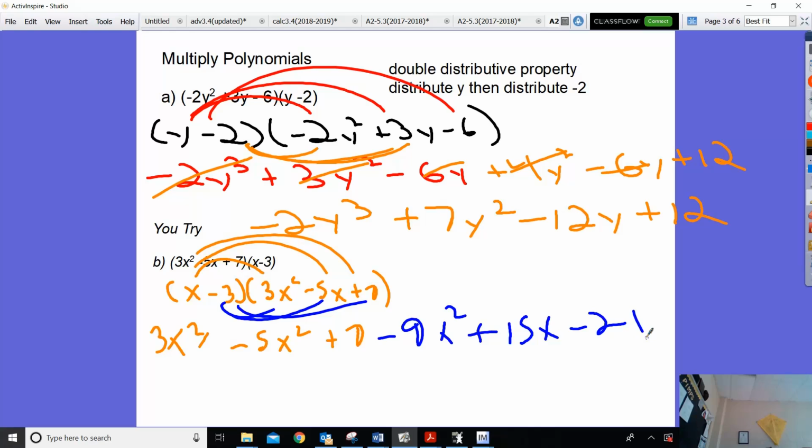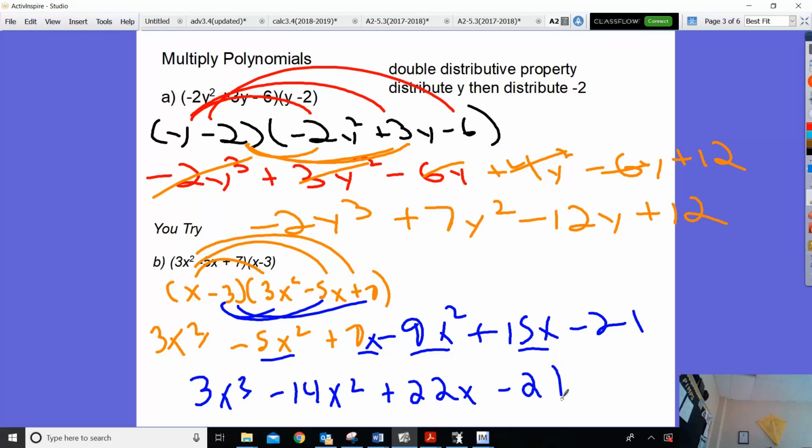Then it's like terms. I only see one 3x cubed. When I put these guys together, negative 5 minus 9, that's counting left, is negative 14. That's a cube. And then I've got just added 7's missing x, isn't it? 7 plus 15 makes 22. And I've got that lonely minus 21.